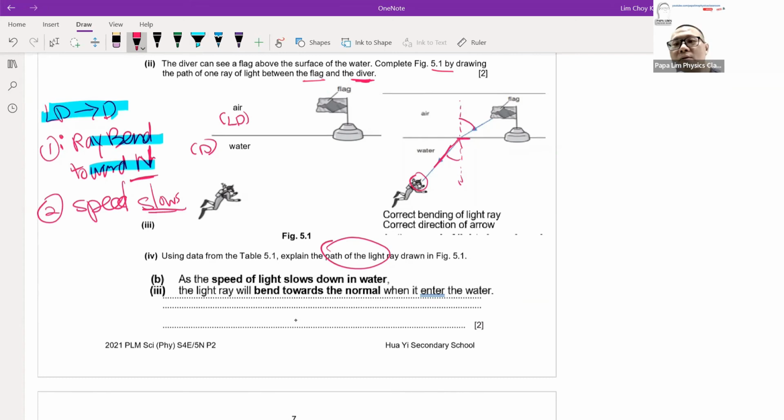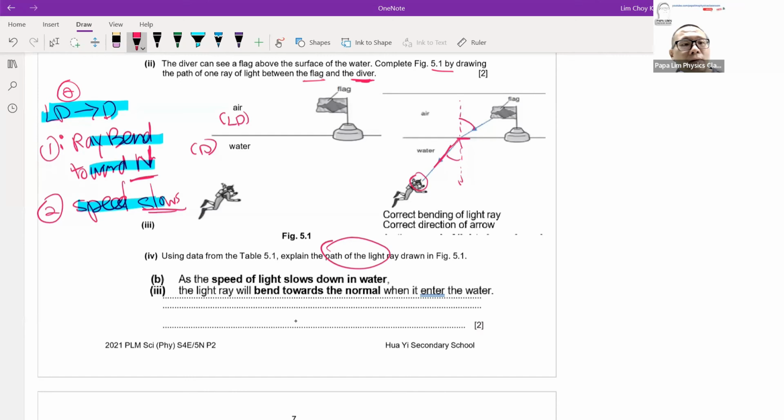So if you look at the keywords to explain ray bending, it's always the same 3 things that we always tell the marker. The first thing you must always tell the marker is how the medium changes. Sometimes the medium change is given in the question, for example air to water, but it's safer to mention it and tell the marker that you know the water is a denser medium.